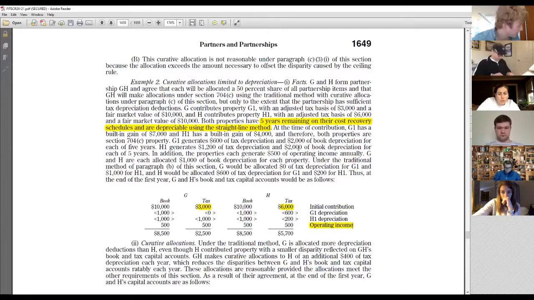And they're going to use curative, but they're going to limit it. The partners have agreed that they're only going to cure with depreciation. They're not going to cure with other items, even if they can. Because operating income is ordinary income, so they could conceivably cure with operating income, but they've decided to limit it to only depreciation. So let's see how this works.